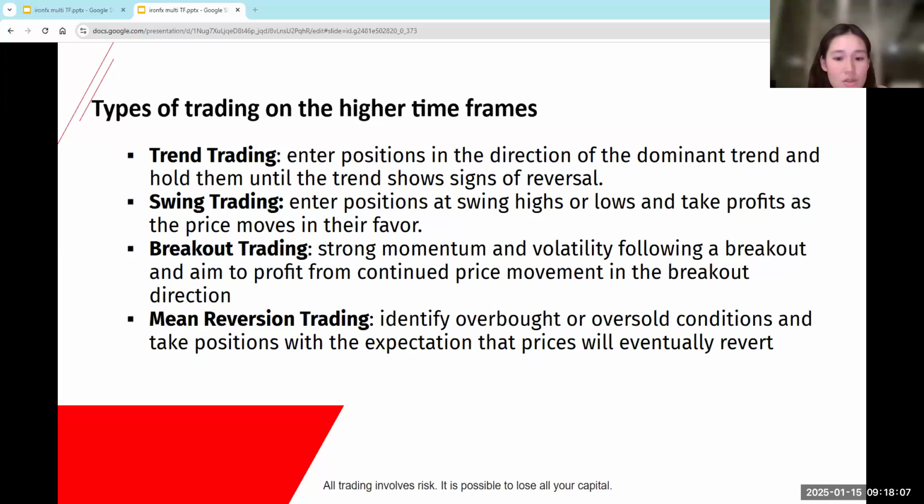Okay, so now types of trading on the higher time frames. Firstly, we have trend trading. This involves identifying and trading with prevailing market trends. This is a bit easier to understand. You basically aim to enter positions in the direction of the dominant trend and hold them until the trend shows signs of reversal. This strategy often will involve the use of technical analysis tools to identify and confirm trends.